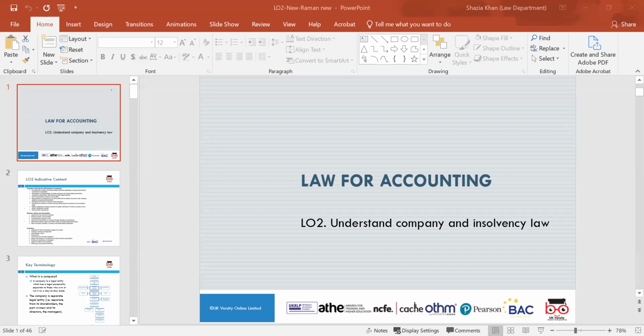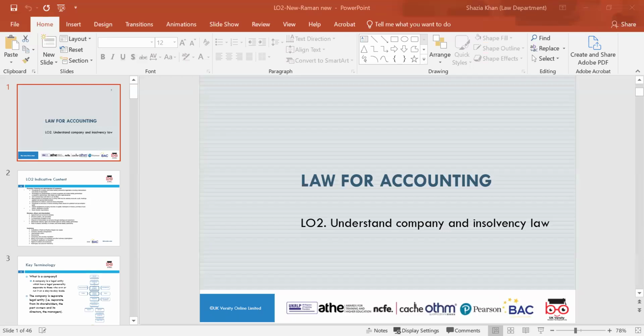We then went on to look at the implications of agency relationship for principal and agent, the cost of agency relationships, residual loss, and then we looked at the elements of shareholders and auditors as well. So that was learning outcome 1.